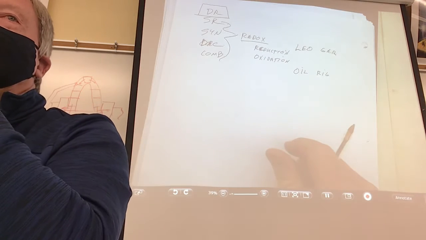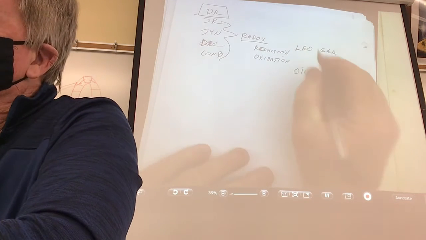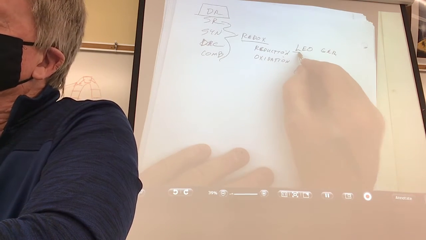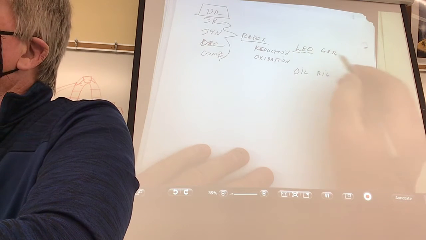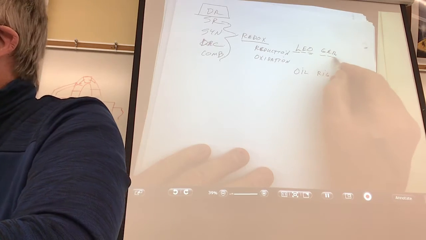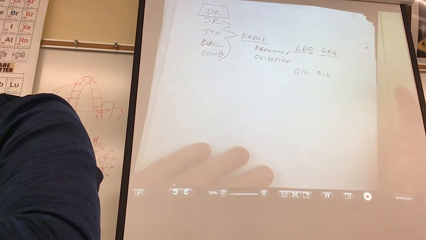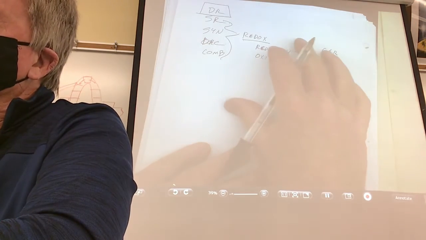Okay, so anyway, whatever your memory trick is, here's what it says. If you were to lose electrons, you would become oxidized. If you gain electrons, you're being reduced, or reduction is taking place. Now I'm going to visit, I'll come back to you in just a minute.